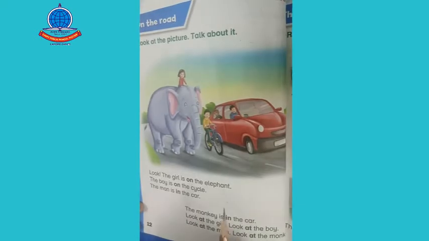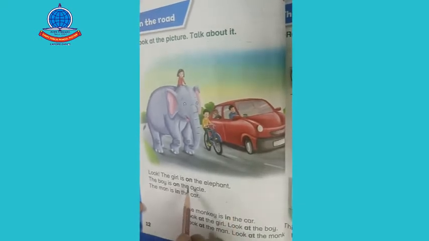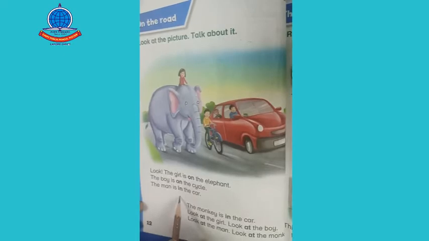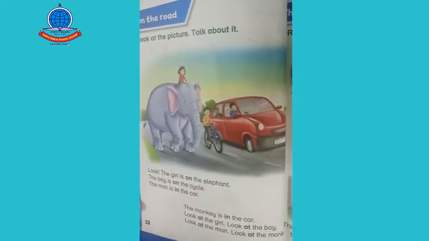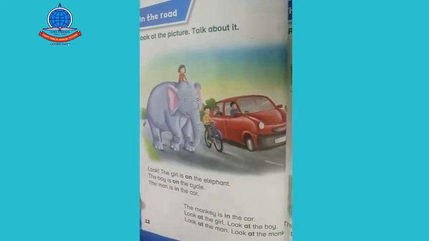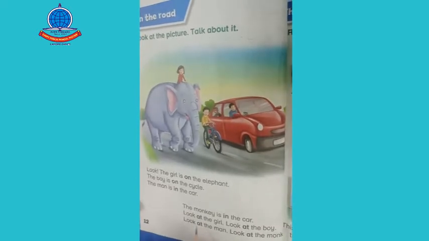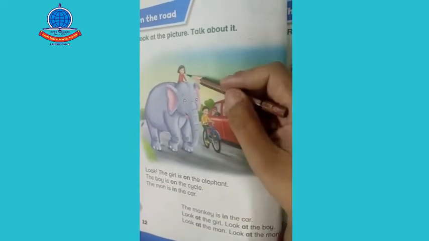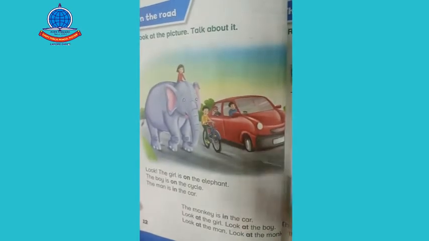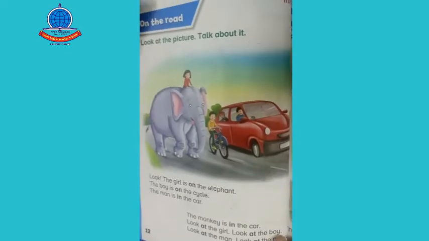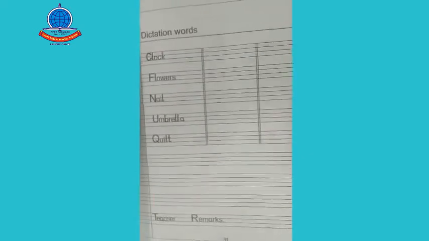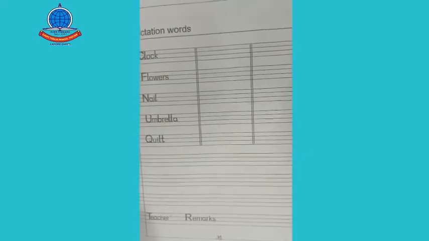I have already told you in my previous lecture about the use of on and in, and today we have a new preposition, at. We can use at for many purposes, but here we use it to point out the noun, like look at the girl, look at the boy, look at the man, look at the monkey. Hope you understand this.